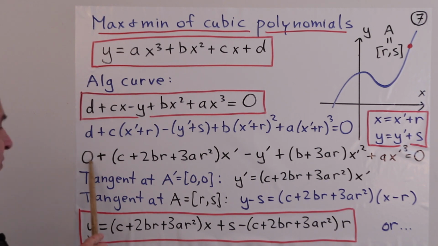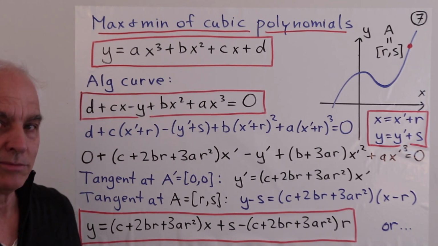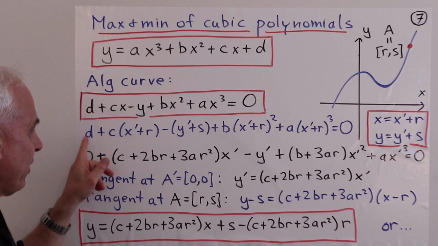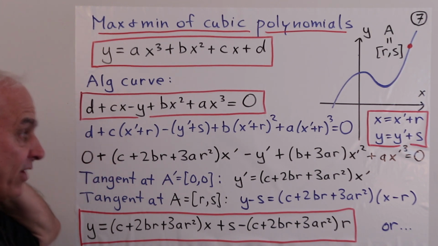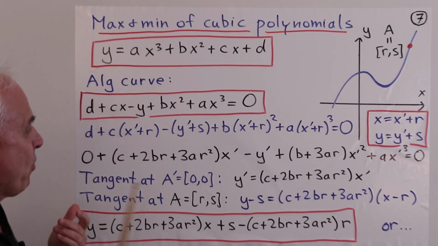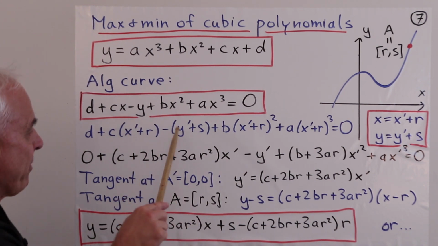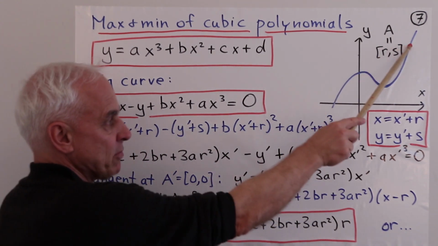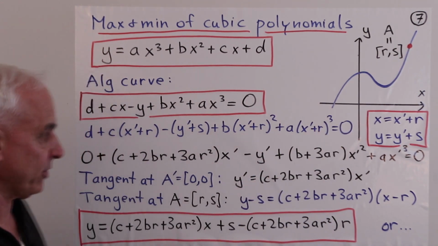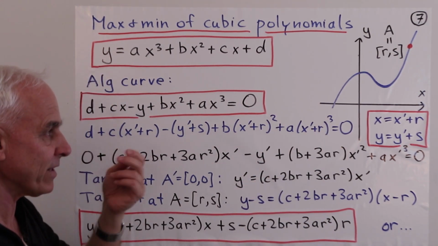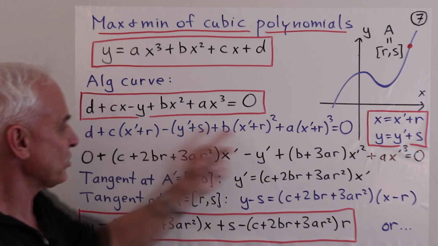And the constant term is going to be 0. We don't actually have to do a lot of work for that because it's going to be obvious that the constant term is 0. We're arranging things so that if we plug in x prime and y prime equals 0, we're basically evaluating at that point. And we know that that point lies on the curve, so by definition that's going to be 0.